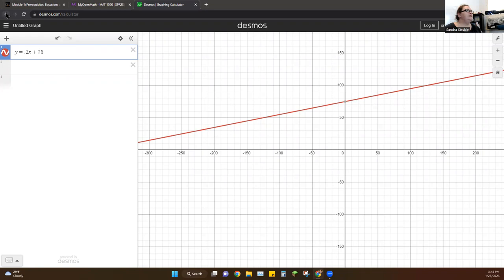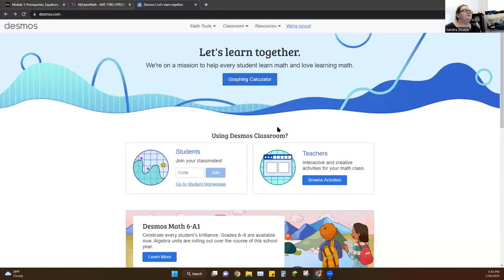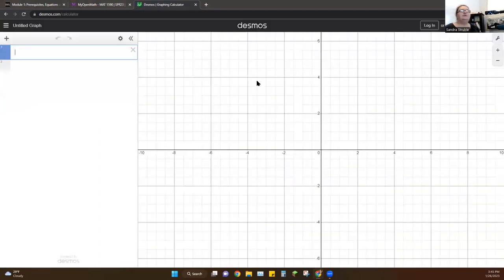If you don't know how to use Desmos, let me show you how that looks. If you go to desmos.com, I just use the graphing calculator. So if you don't have a graphing calculator at home, you can use this. It's delightful. And you can just go up here and type. It's very easy to use. We're going to use it a lot going into transformations. All right, that's it for this one.